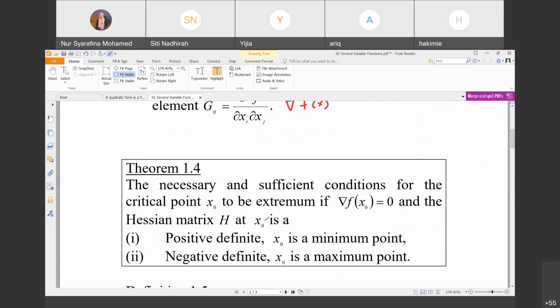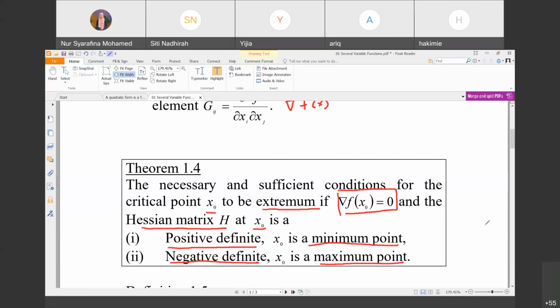Now the necessary and sufficient condition for the critical point x0 to be an extremum is that the first derivative at x0 equals 0 and the Hessian matrix at x0 is positive definite or negative definite. When it is positive definite, it is a minimum point. When it is negative definite, it is a maximum point. What is positive definite? All values are positive. What is negative definite? All values are negative.